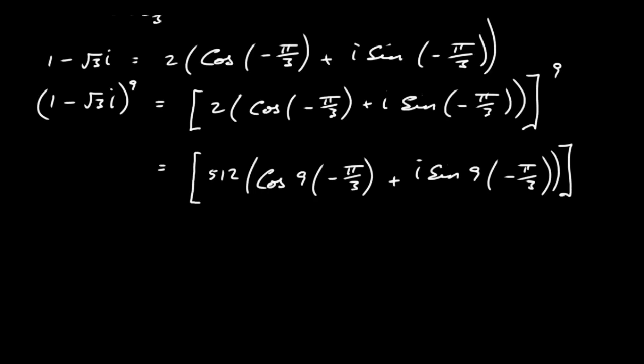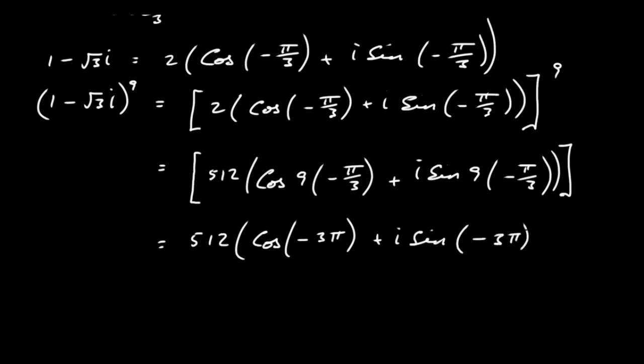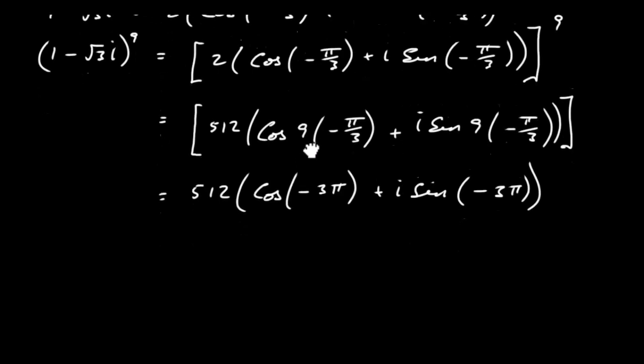Probably don't need those big brackets. That's okay. Let's take them away. 512. And then it's going to be cos of minus, dividing 3 into the 9 there, and that gives you 3. So it's going to be 3 pi plus i sine minus 3 pi. So that's our answer in polar form. What we've got to do is convert that into rectangular form now.